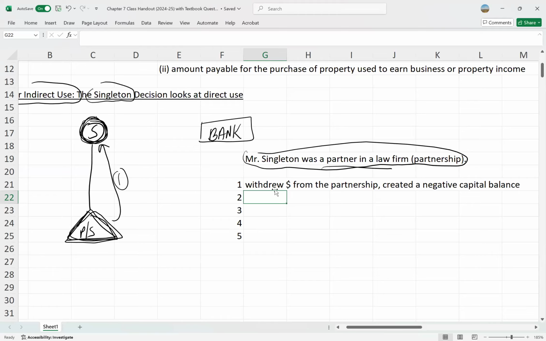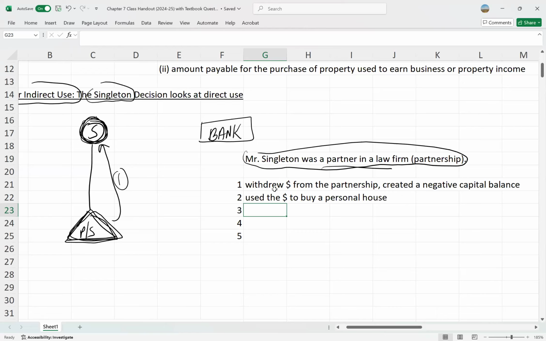He owes the partnership that amount of money in order to bring it back to zero. Step number two, he used the money that he withdrew from the partnership to buy a personal house. So he used the money to buy a house for his personal use. So that was sort of step number two.